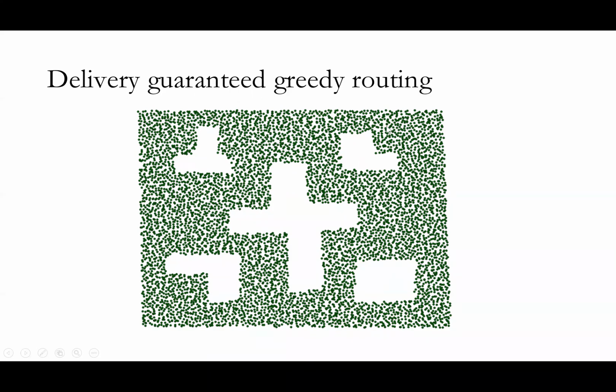But greedy routing may fail. Suppose the message is passed to this spot, and this node is closer to the target than any of its neighbors. Then the greedy routing fails.